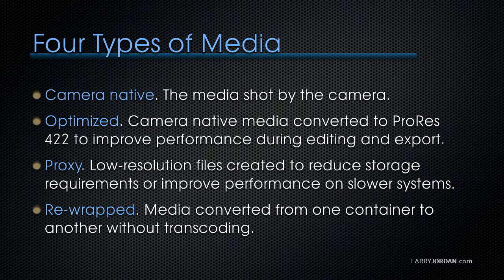Let me digress for a minute and talk about the four different types of media: camera native, optimized, proxy, and rewrapped. Camera native is the media shot by the camera. Optimized is camera native media converted to ProRes 422 to improve performance during editing and export. Proxy are low-resolution files created to reduce storage requirements or improve performance on slower systems. And rewrapped is media converted from one container to another without transcoding.